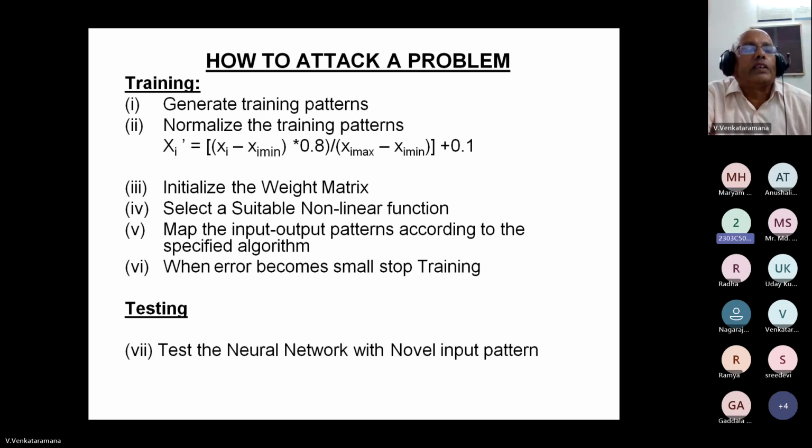So, sir, I think you are stuck, or is it only happening for me? Okay.